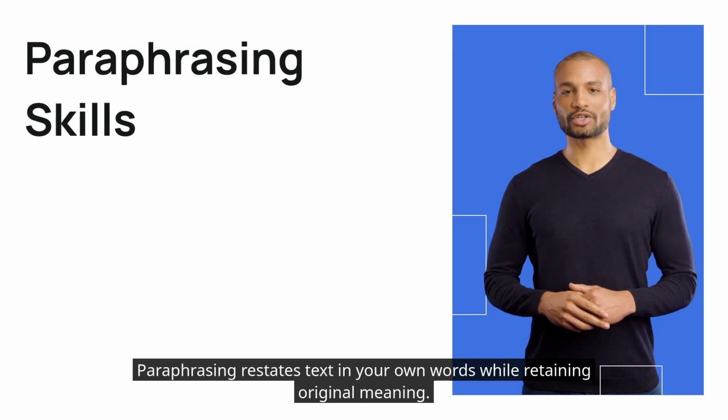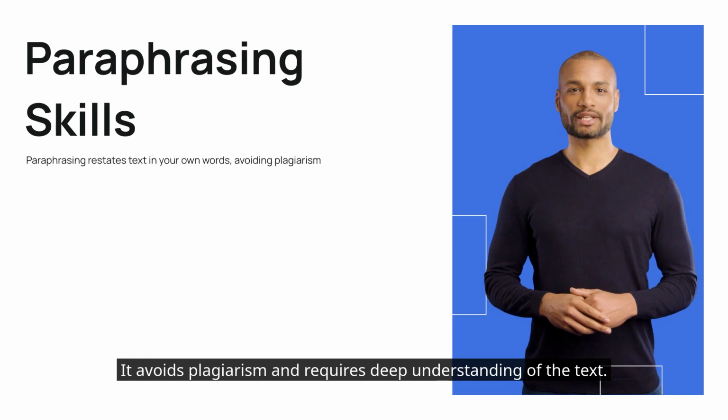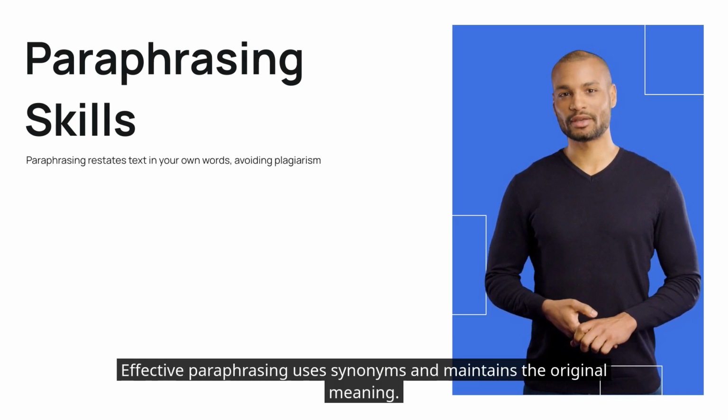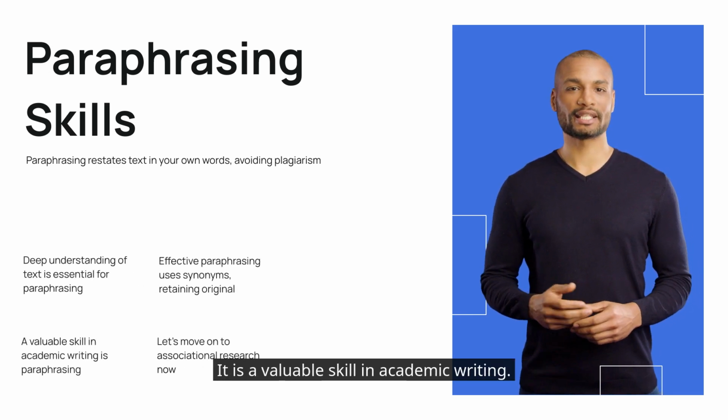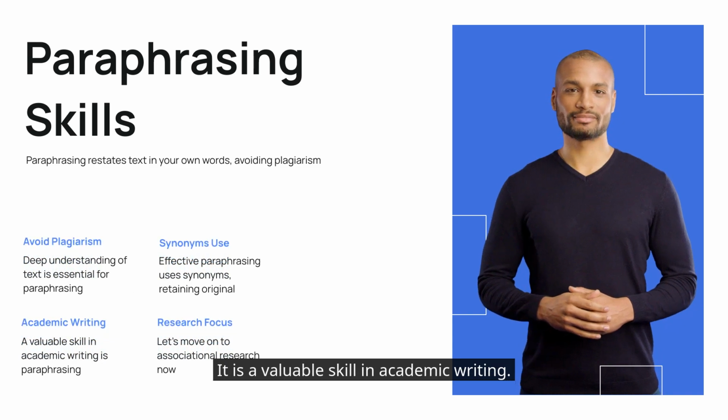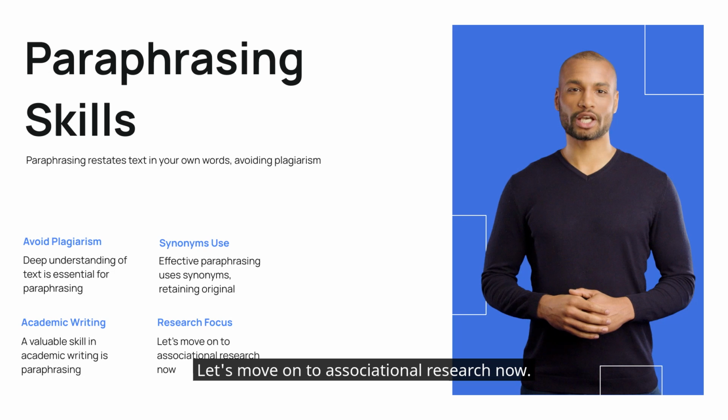Paraphrasing restates text in your own words while retaining original meaning. It avoids plagiarism and requires deep understanding of the text. Effective paraphrasing uses synonyms and maintains the original meaning. It is a valuable skill in academic writing. Let's move on to associational research now.